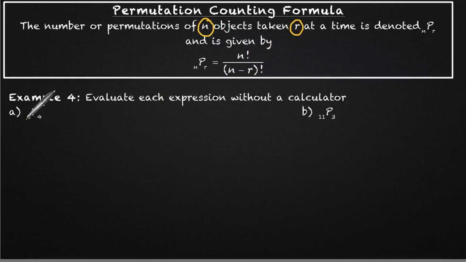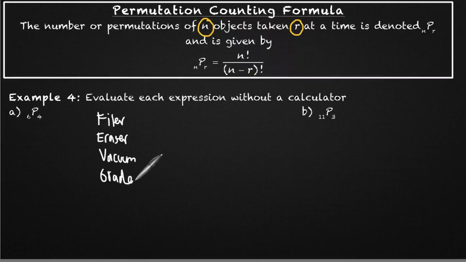So let's just say that I have 6 students in my room and I have 4 different unique jobs for them. So let's just say I have a filer. Somebody's got to file for me. An eraser, you've got to erase the board, vacuum, and grader. And I have 6 students that offer to do this, but I can only choose 4 of them. The question is, how many different ways could I choose those 4 students from 6? And that way we're going to use a permutation.